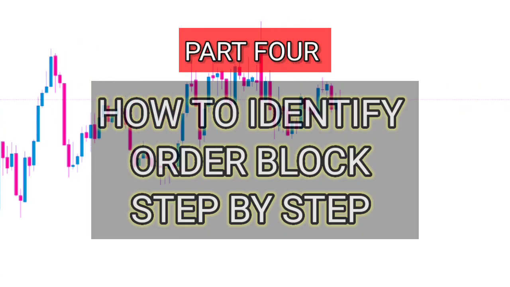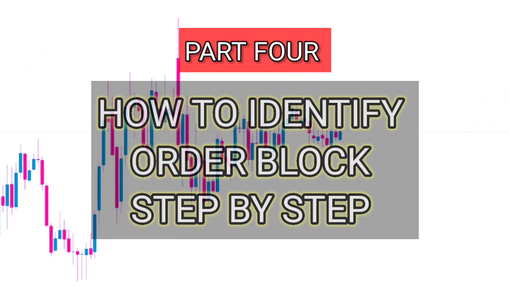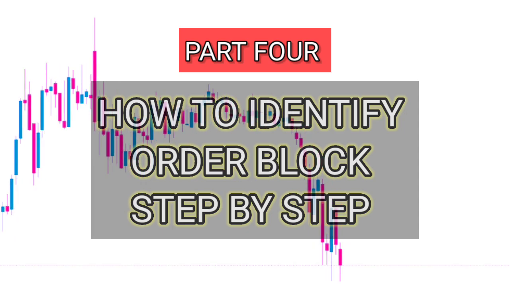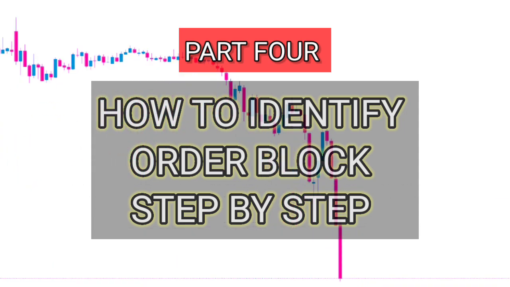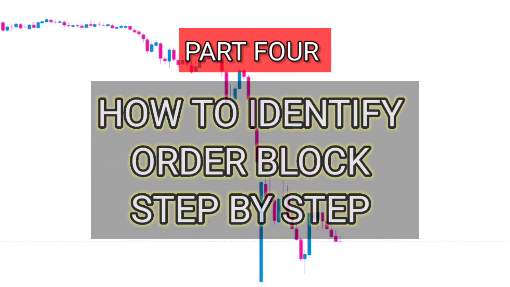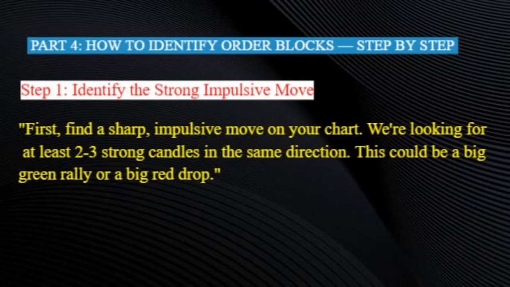Part 4. How to identify order blocks, step by step. Now let's get practical. Here's my step-by-step process for identifying valid order blocks. Step 1. Identify the strong, impulsive move. First, find a sharp, impulsive move on your chart. We're looking for at least 2 to 3 strong candles in the same direction. This could be a big green rally or a big red drop.